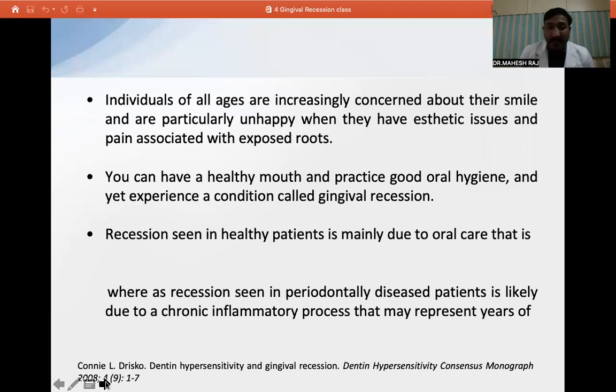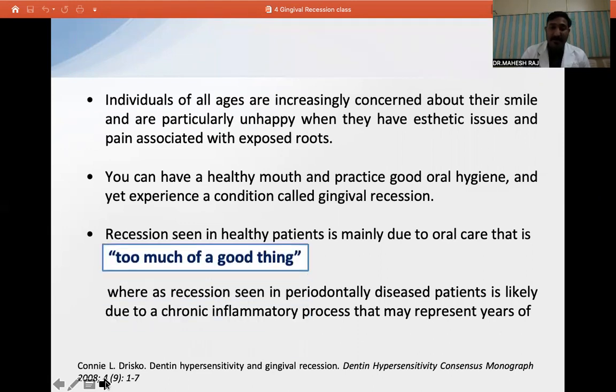Introduction. We all know that individuals have increasing concern about their smile and are particularly unhappy when they have aesthetic issues and pain associated with exposed roots. You can have a healthy mouth and practice good oral hygiene and yet experience a condition called gingival recession. In healthy patients, the recession is mainly seen due to the extra oral care that we are providing, whereas recession seen in periodontitis patients is likely due to chronic inflammatory processes that may persist for years.